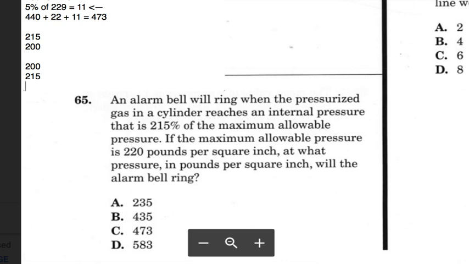So again, just in your head, if it's 220 pounds and it was 200%, you know it's 400 and something. So you can rule out A and D right there. Okay? And then it just comes down to actually doing the multiplication right, and not making a silly error in the meantime. Okay? Alright, so that's 65.